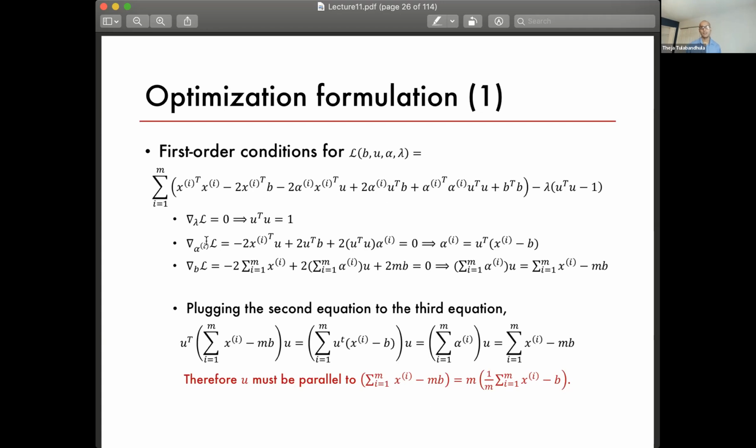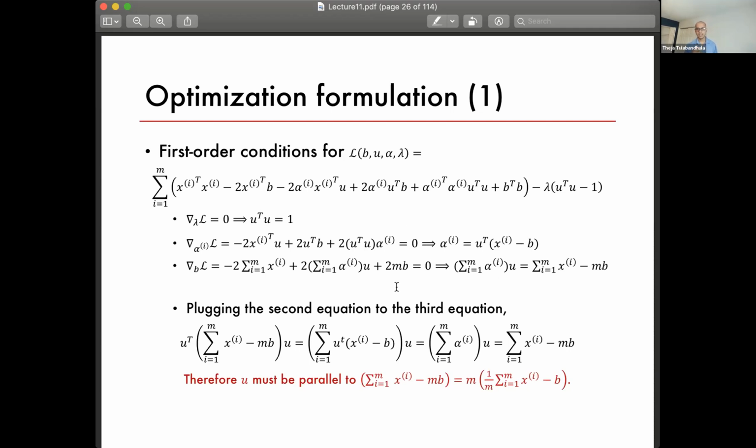Ignoring u for a second, if you take the gradient with respect to lambda, we just get back the original quadratic constraint, u transpose u is equal to 1. If you take the gradient with respect to alpha i, in fact with respect to each of alpha 1, alpha 2, alpha 3, up to alpha m, that gives an equation which relates alphas with u and b. It looks like alpha i is equal to u transpose xi minus b. Similarly, if you take the partial derivative of the Lagrangian with respect to b, you get an expression like sum over alpha i times u is equal to sum over xi minus mb. So there is some relation between alphas, u's, and b's, with some data also. The data is the xi's, the x superscript i's themselves.